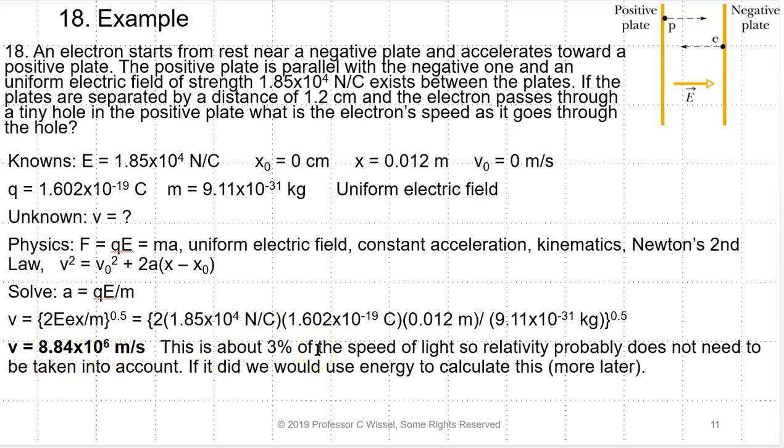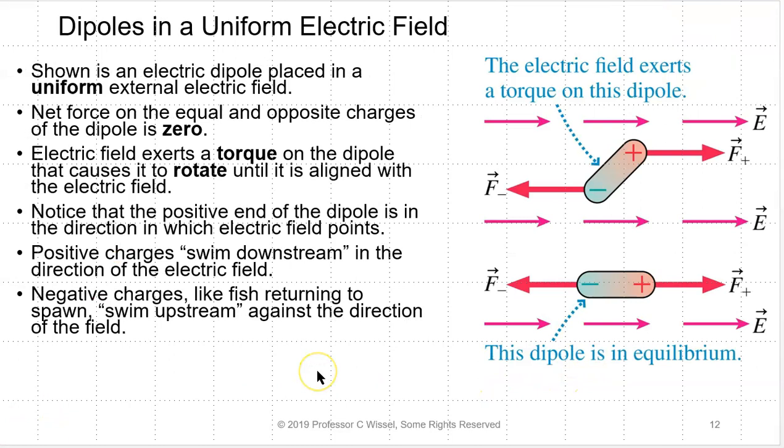This is about 3% of the speed of light, so we do not have to worry about relativity. If we did, we would have to use energy to calculate this. Okay, so what happens when you stick a dipole in an electric field? So shown is an electric dipole placed in a uniform electric field.